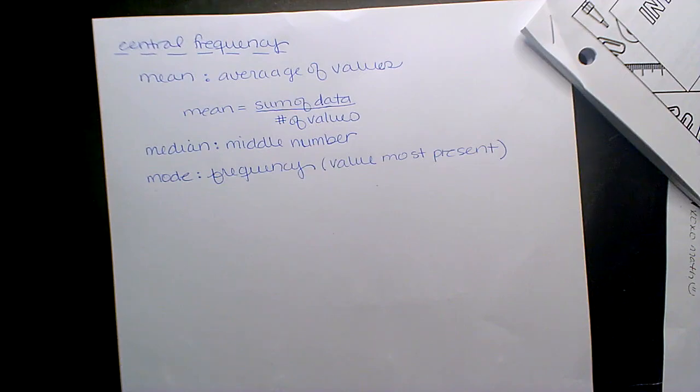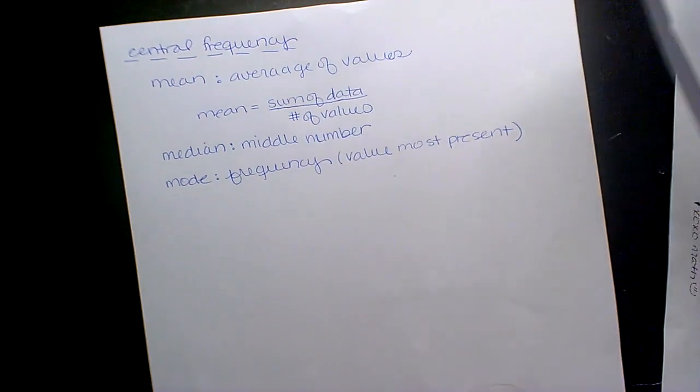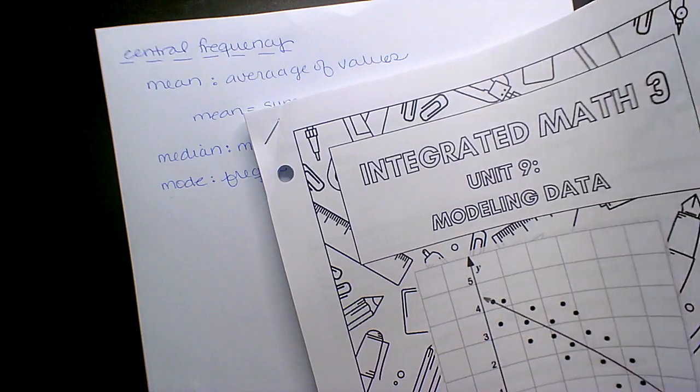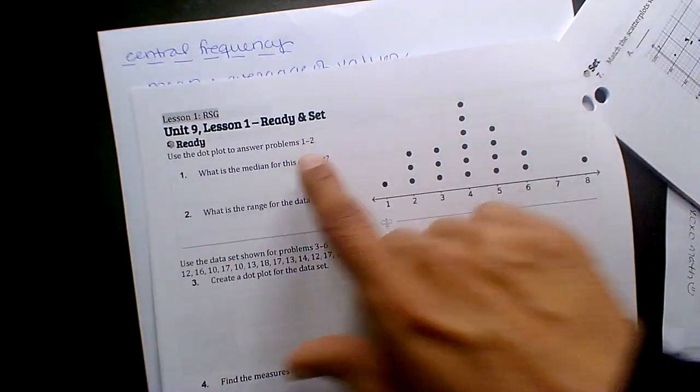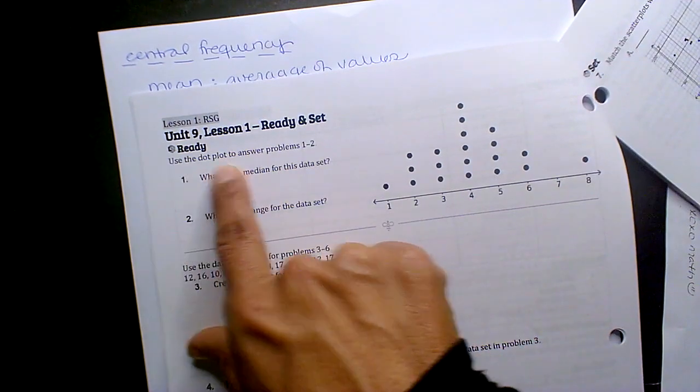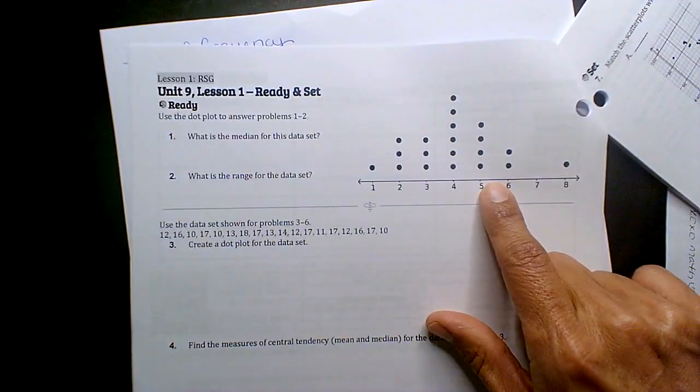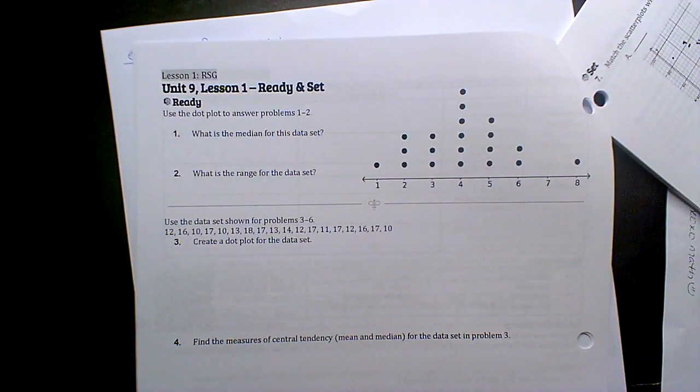Page 6 of your packet goes over mean, median, and mode. A tendency frequency. So here, use the dot plot. So this is a dot plot. The other thing you are going to have to just remember is you'll get a box plot, a whisker plot, or box and whisker plot.